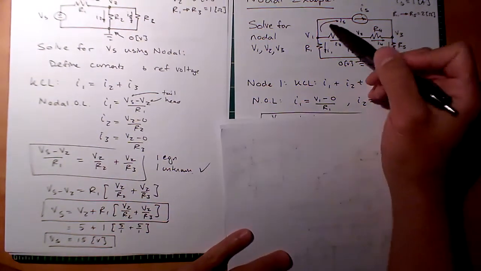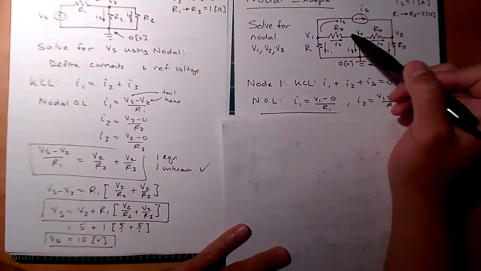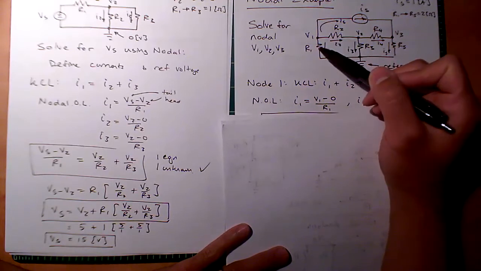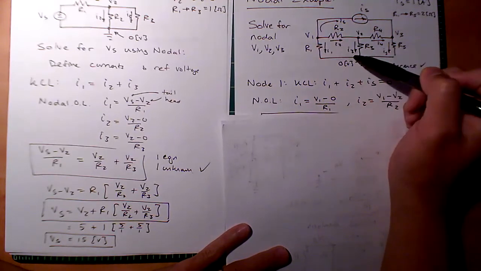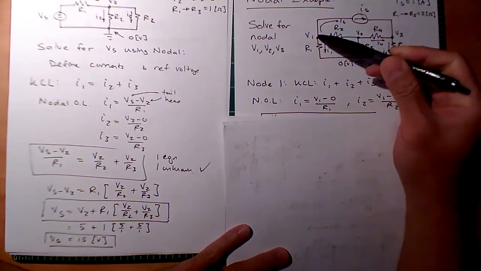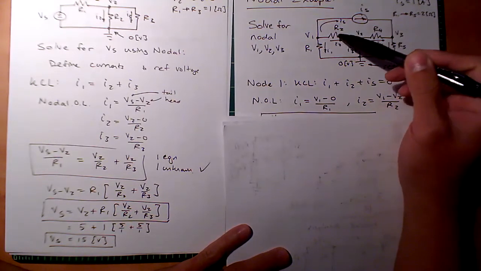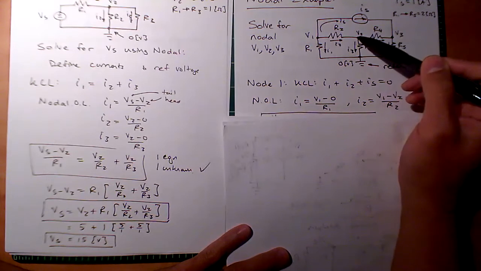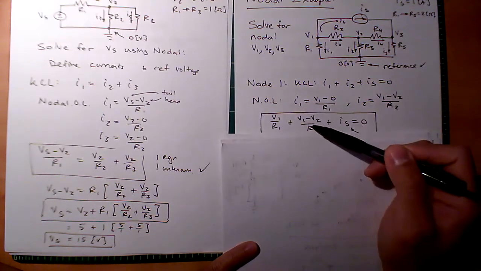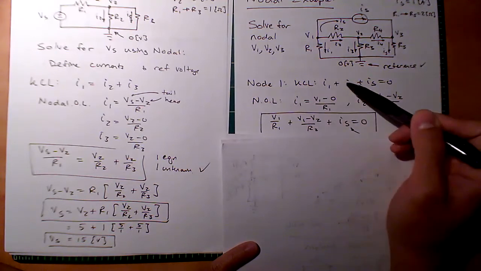Okay, now going back to the first node, we can write our nodal Ohm's law for these 2 resistors. So this one, I1 is V1 minus 0 over R1 equals I1. Perfect. I2 is V1 minus V2 over R2 is I2. Good, perfect. We got that equation, this next equation by plunking these into your KCL.